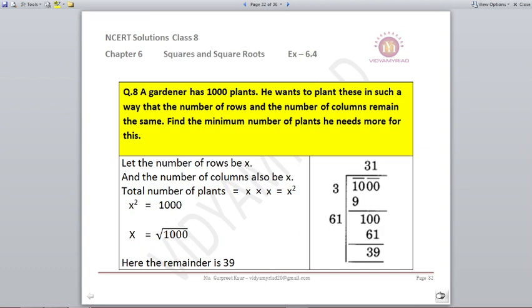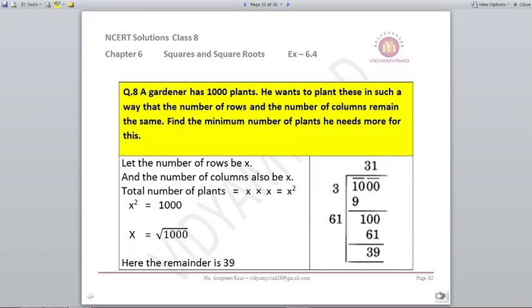A gardener has 1000 plants. He wants to plant these in such a way that the number of rows and the number of columns remains the same. Find the minimum number of plants he needs more for this. He needs more means we need to find out a number that should be added to 1000 to get the proper equal number of rows and columns. So we will find out the square root first of 1000. We will see we get 39 as a remainder and 31 as my quotient.